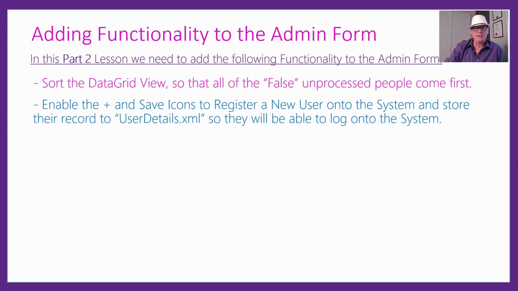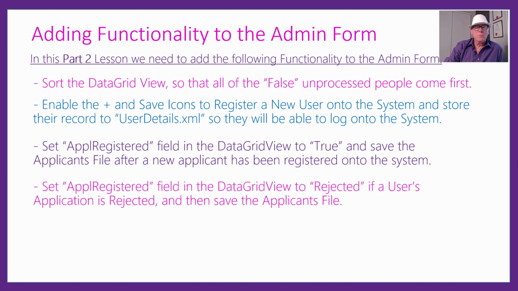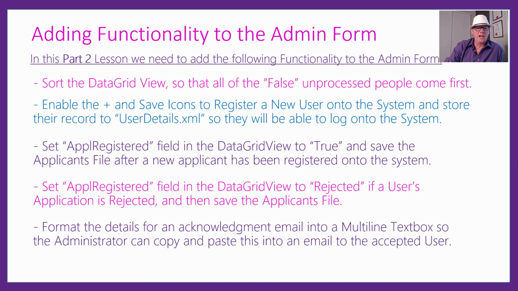So in that bottom data table is a navigation bar. We need to get the plus and the save icons on that working so we can add a new user. And we also need to, when a new user is added, we want to automatically, in the DataGrid view where the application was, to now set their ApplRegistered status to true, because they're now a registered system user and no longer an applicant. So we need to do that. And if a user's application is rejected, we want to be able to set ApplRegistered to a rejected status.